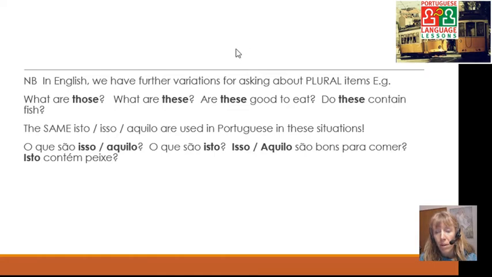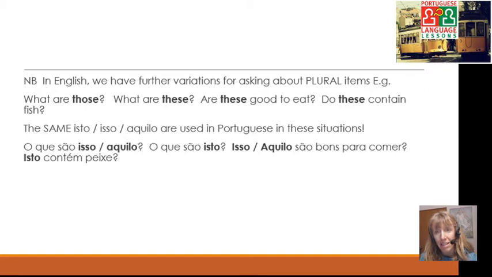so one thing we have to note in English, we've got further variations for talking about plural items. So we can say, what are those? What are these? Are these good to eat? Do these contain fish? So we've changed that to those and this to these.